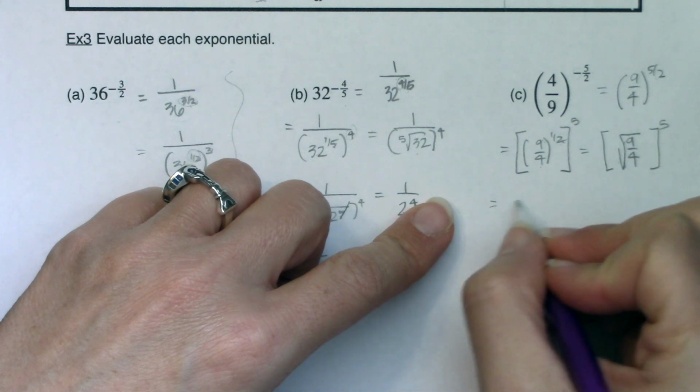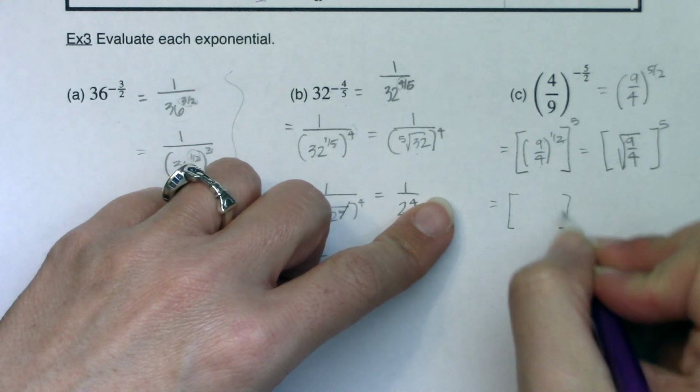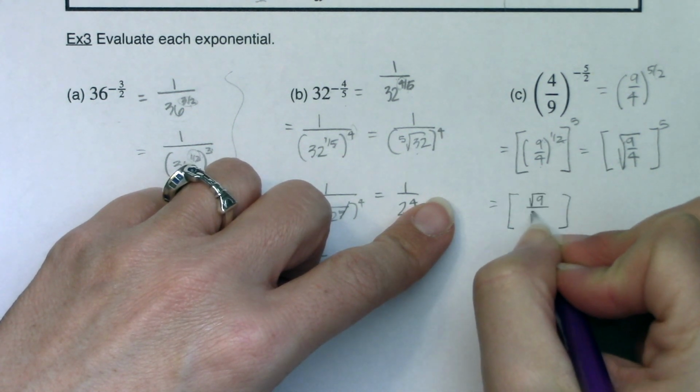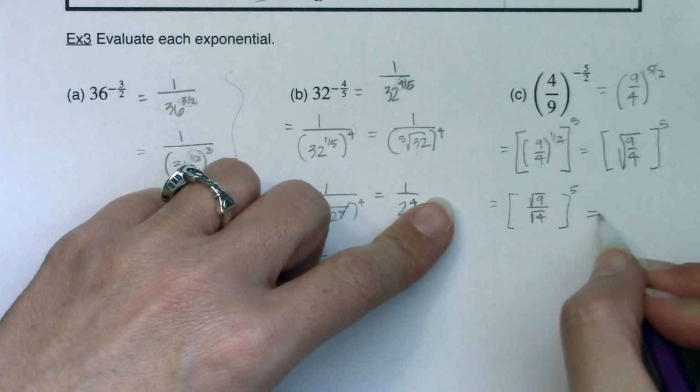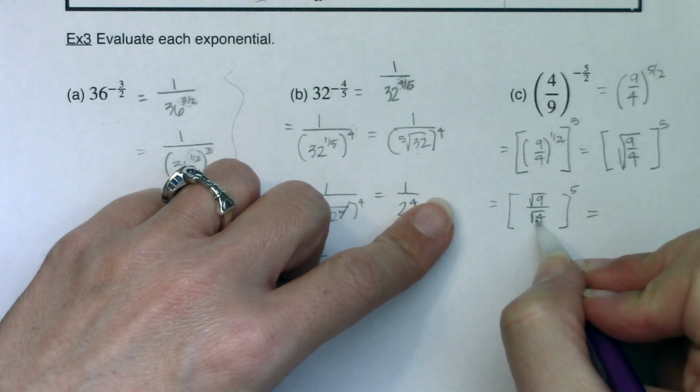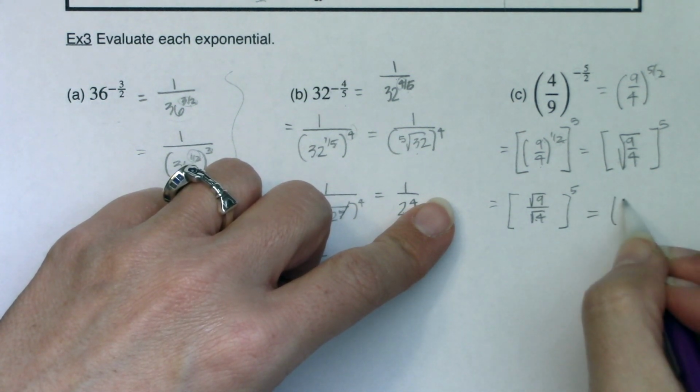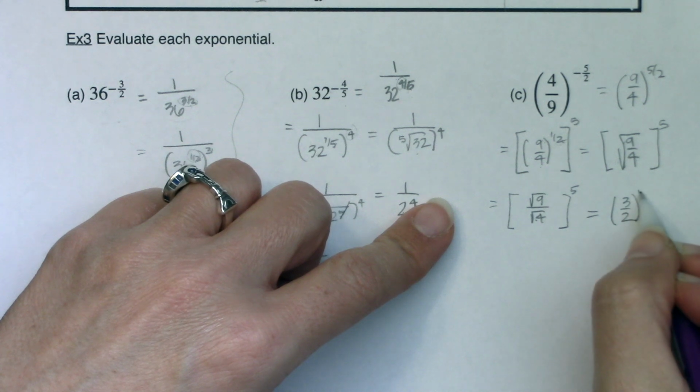All right, so let's rewrite that. I still have something to the 5th, but it is the square root of 9 over the square root of 4. Oops, let me write to the 5th. All right, well, we know the square root of 9. This is 3. We know the square root of 4. That's 2. So now I'm looking at 3/2 to the 5th.